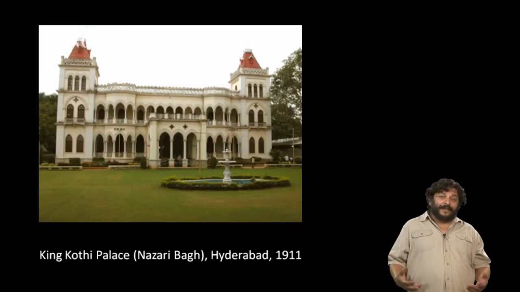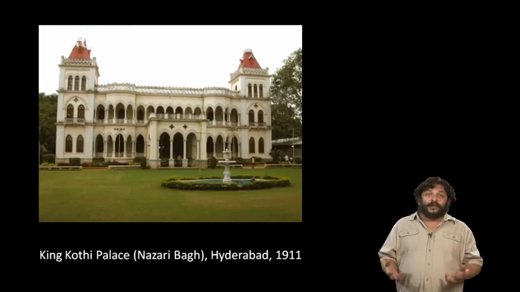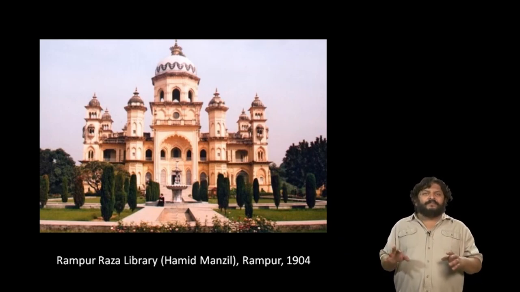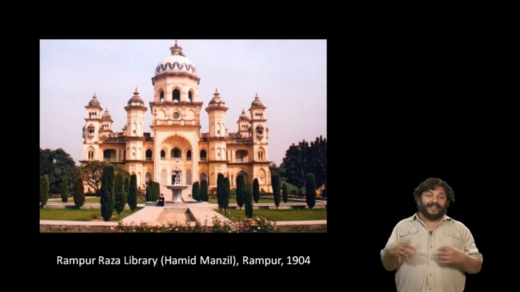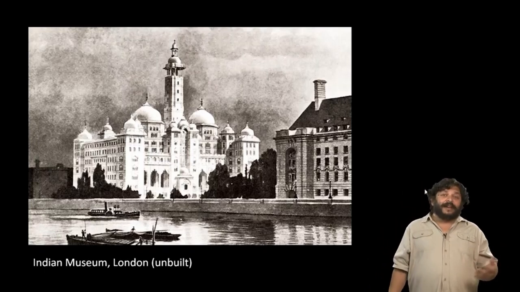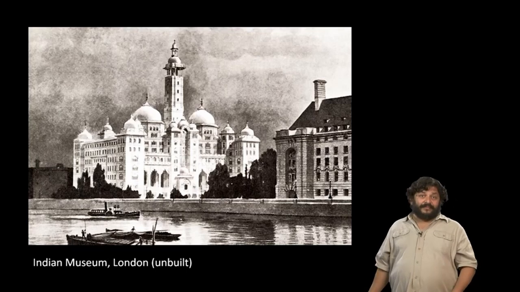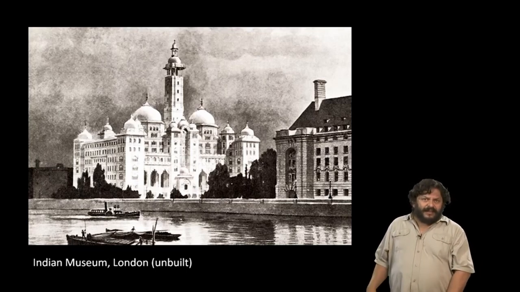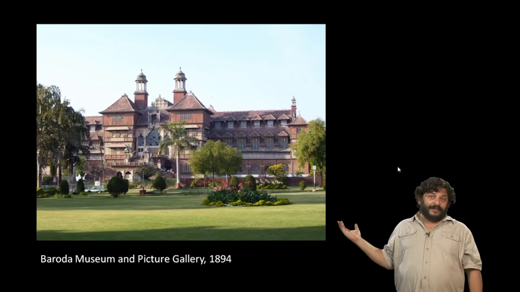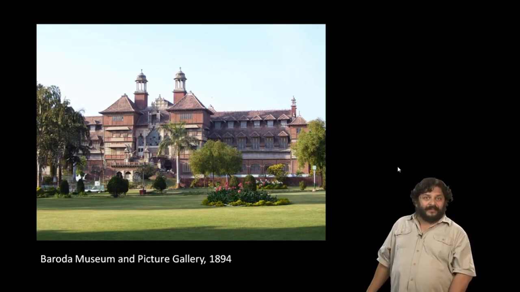In fact, in Hyderabad, all the state buildings are built in the Indo-Saracenic style, but all the residential buildings are built in Europeanizing ways. If you go to other princely states like Rampur, you see completely fantastic hybrid interpretations of the Indo-Saracenic, using elements that are Mughal in origin but filtered through a British constructional apparatus. There were buildings that never got built, such as Robert Chisholm's Indian Museum, which was meant to be in London, but really could have been anywhere, in Calcutta, in Allahabad, in Delhi, Lahore, Bombay, Madras, or Mysore. You also have museums such as the Baroda Museum, which looks like it is a European country club.